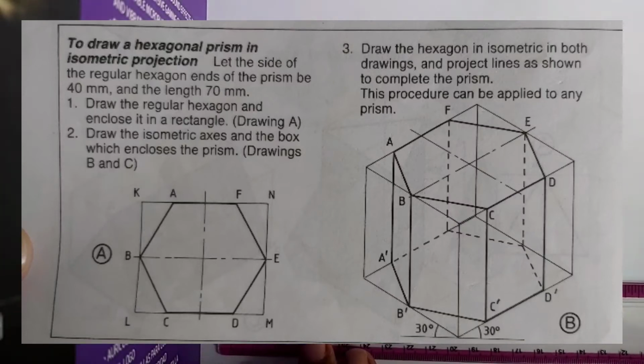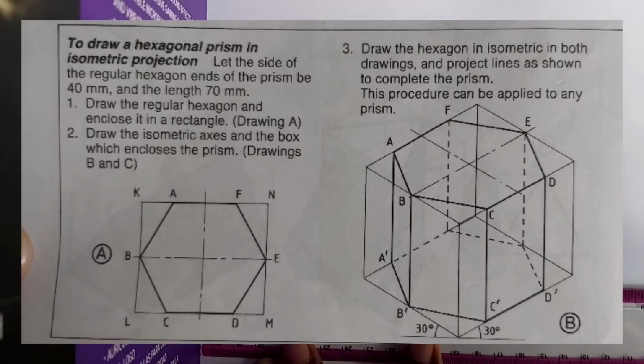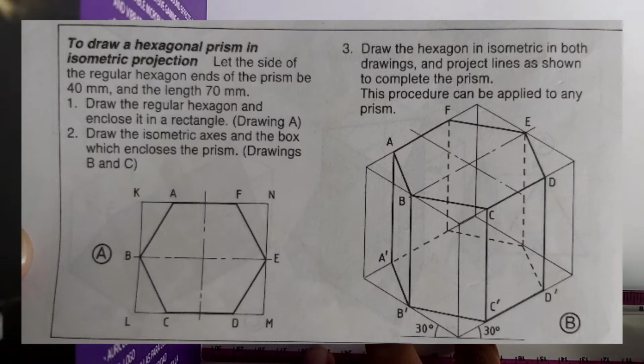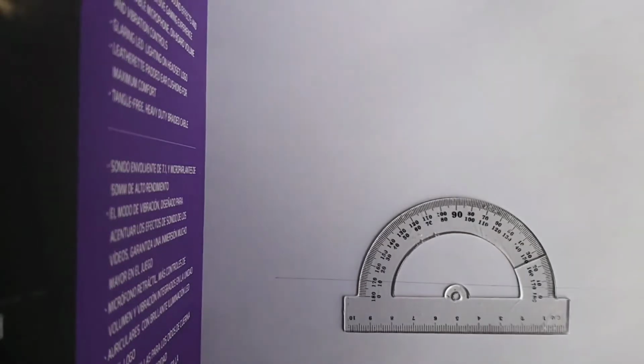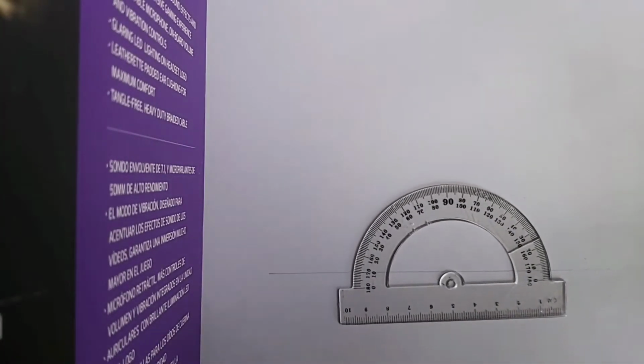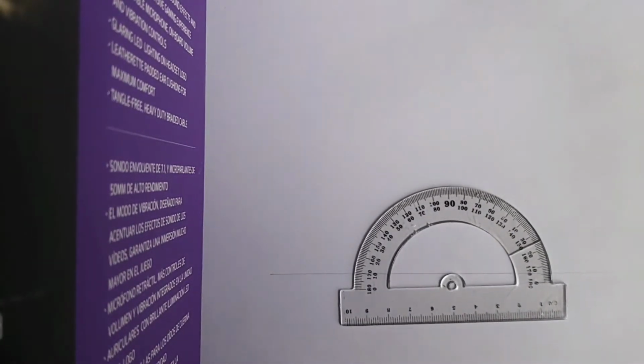Alright, so here you can see the method for the construction, and the measurements for the side of the hexagon is 40 mm and the length for the prism is 70 mm. So that's what we're going to use. I always start off with whatever needs to be done for us, right? Drawing the 30-degree angles and 90-degree angles. So you can see me doing that here, right?